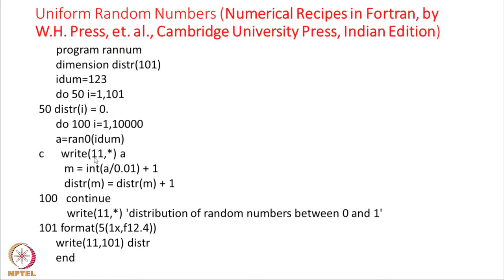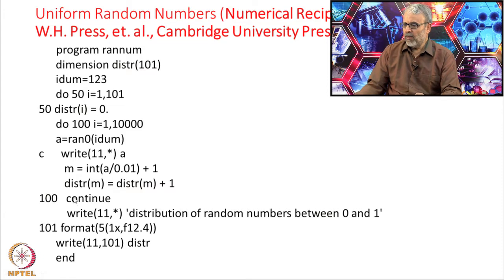Now, this is my main loop, do 100 I going from 1 to 10,000. All the lines up to line 100 continue are repeated 10,000 times. What I want to do is get 10,000 random numbers, then arrange them in a particular way. So, do 100 I going from 1 to 10,000.